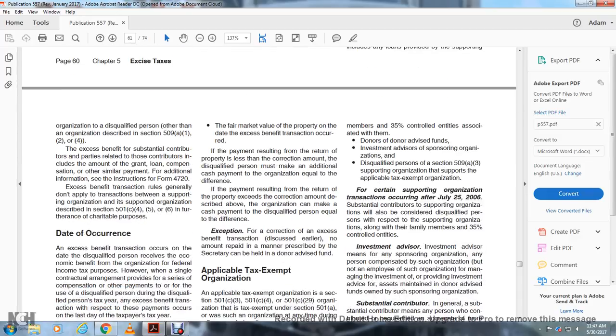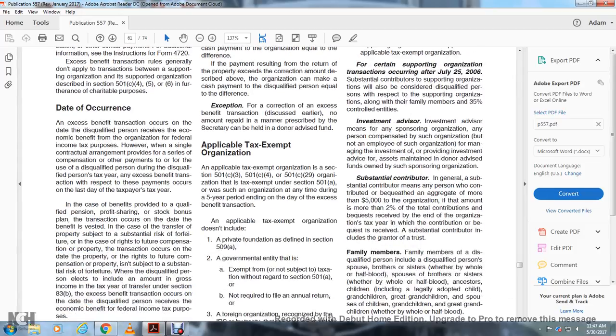Excess benefit transactions generally do not apply to transactions between a supporting organization and a supported organization described in Section 501(c)(4), (5), or (6), made for their charitable purposes.